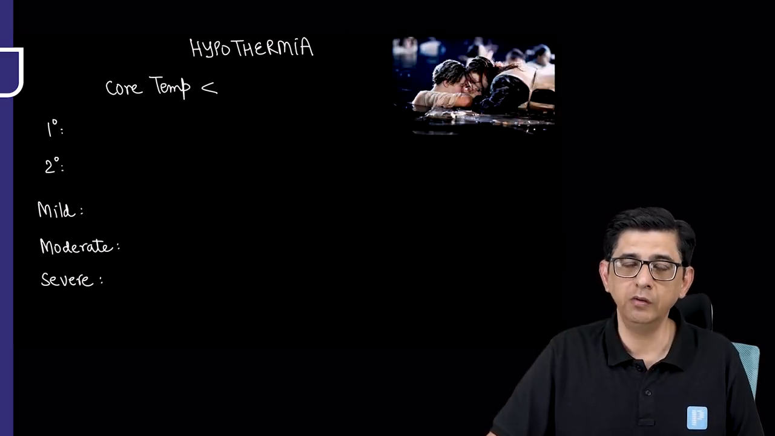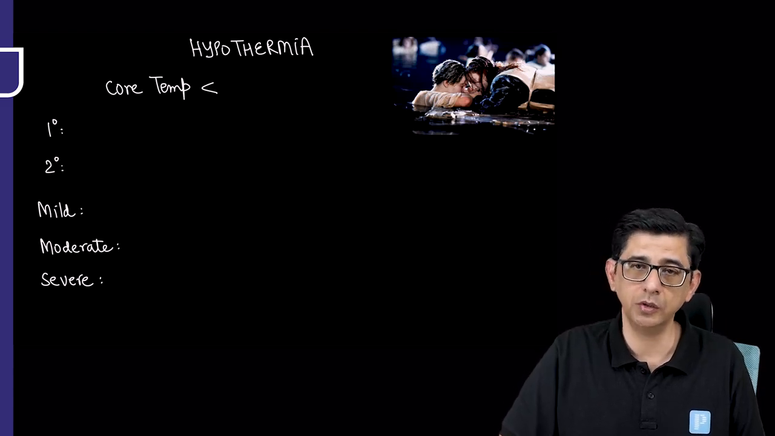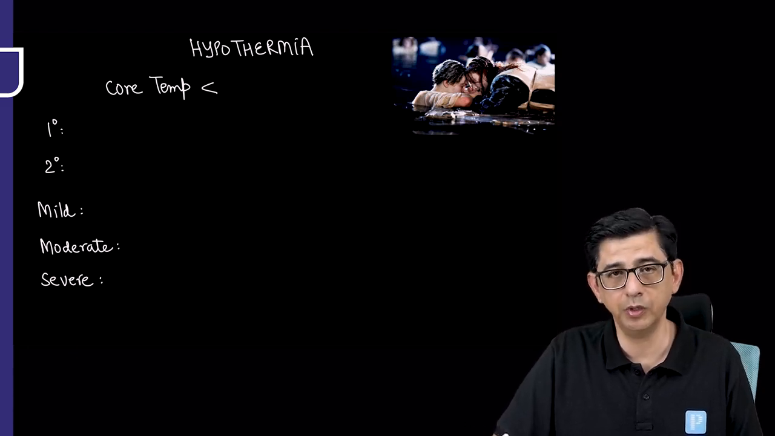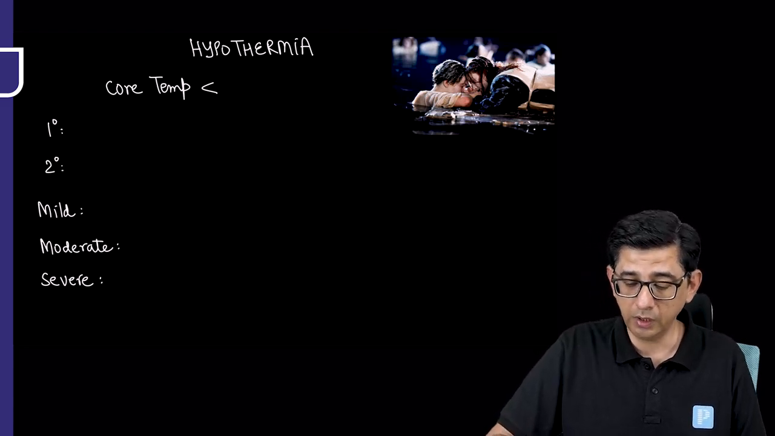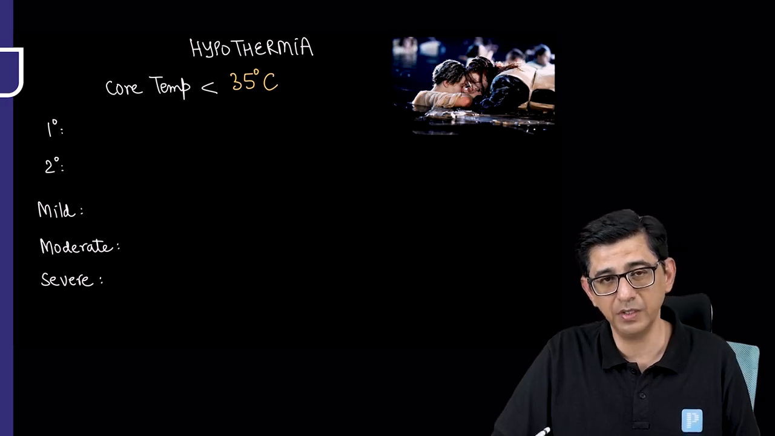Next up, I'm going to talk about environmental medicine again, where they love to ask about hypothermia. You can see the picture of Jack and Rose in the end scene of Titanic, where Jack dies because of hypothermia, because of the freezing water of the Atlantic Ocean. So what is the current cutoff temperature for hypothermia? Well, it's going to be a temperature less than 35 degrees Celsius.